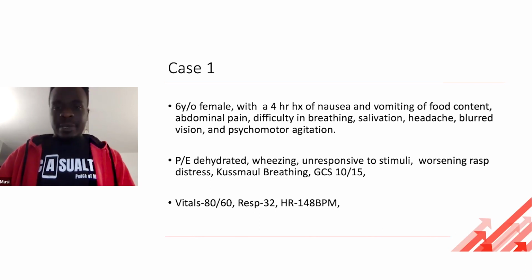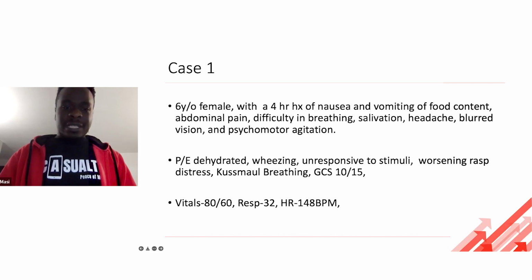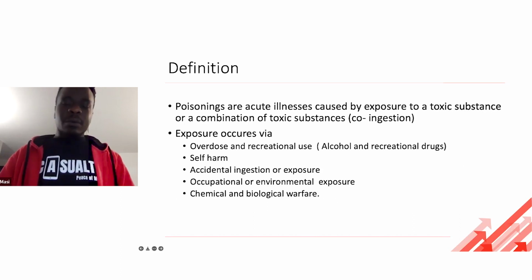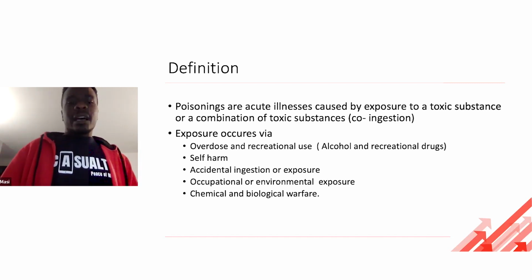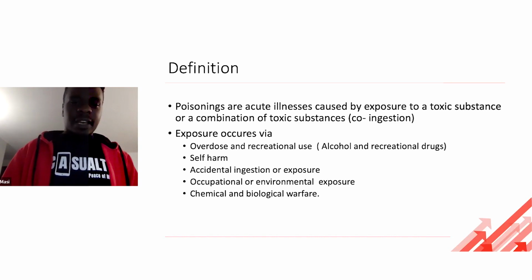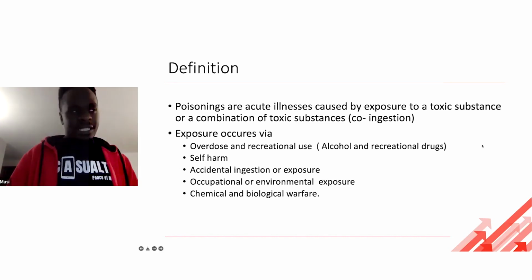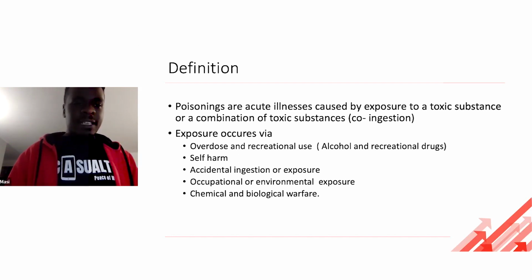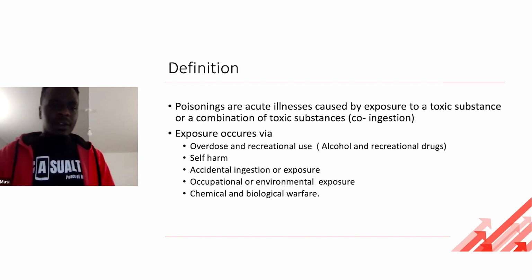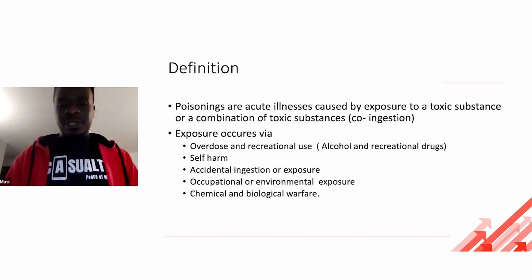So clearly this is a poisoning patient, or a patient who has been poisoned. So then what is poisoning, if you'd indulge me? Poisoning is an acute illness, of course, and it results from exposure to different toxic substances or a combination of toxic substances. I'd like us to lay some emphasis on combination, because the majority of our patients will not just have ingested or been exposed to one thing, but a variety of things. So that even muddies the field. Exposures can occur via recreational use, overdose, self-harm.